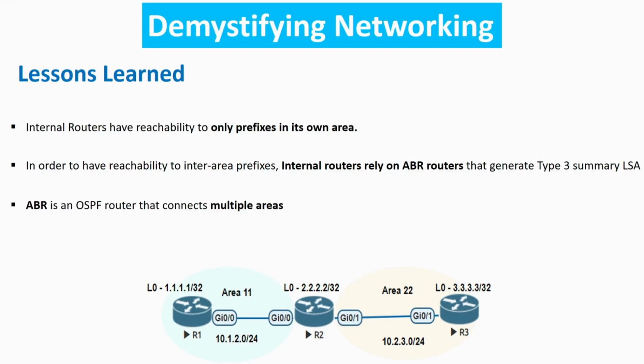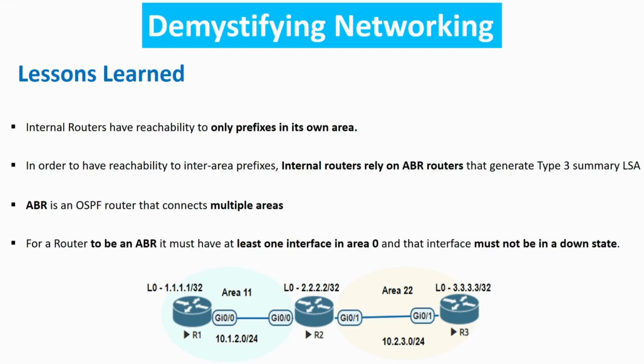An ABR is an OSPF router that connects multiple areas. But for a router to be an ABR, it must have at least one interface in area 0, and that interface must not be in a down state. And that is the reason we configured the loopback 0 interface on router R2 as a member of area 0.